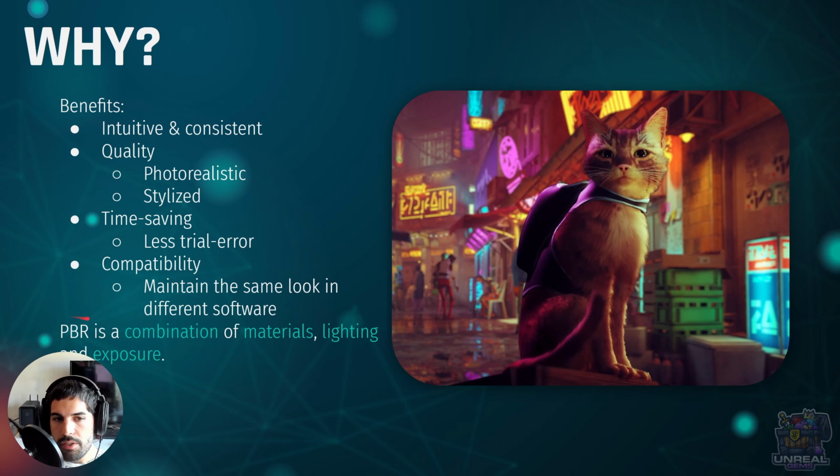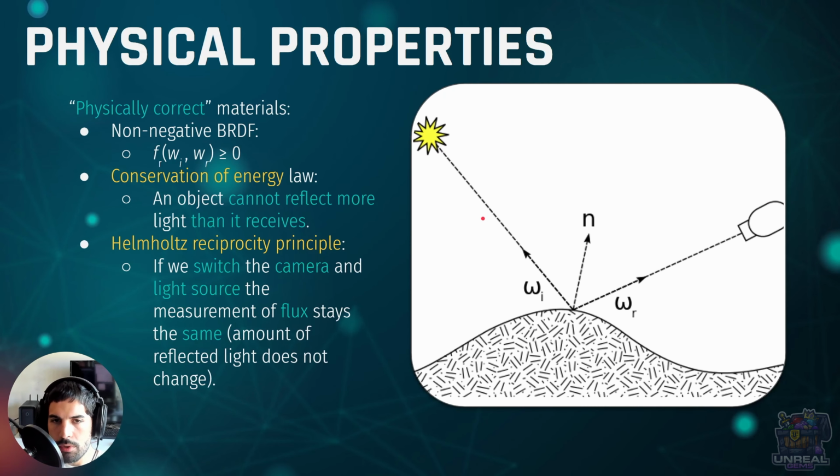And last but not least, we need to not forget that PBR is not only about shading and materials, it is also about lighting and exposure. Okay, so now that we know that PBR is based on real-life physics, what does being a physically correct material mean? Okay, so first of all, we have a lot of equations here. Don't be afraid. I will explain everything in layman terms, so it should be quite easy to understand.